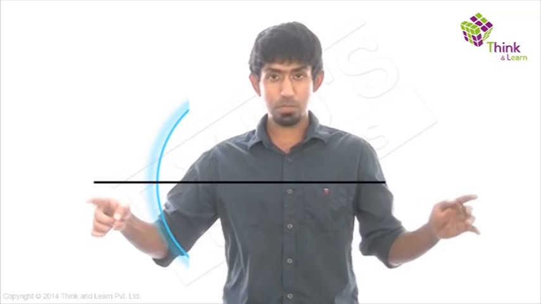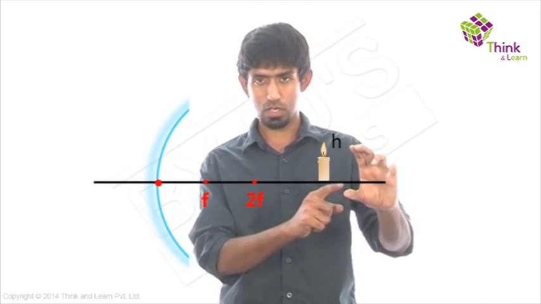If you know where the image is, it'll tell you where the object is. Clean. So now let us see what we can do. Let's take one particular specific case and let you generalize to the other cases. Let's take the case of a concave mirror and you have your principal axis, you have your pole and you have an object over here. The object is beyond 2f.